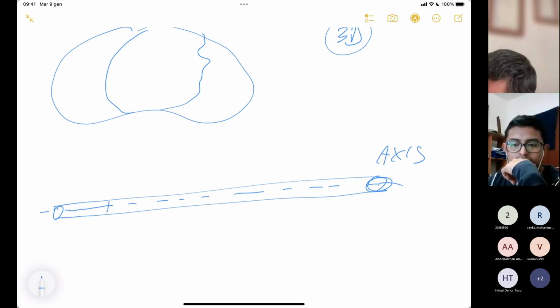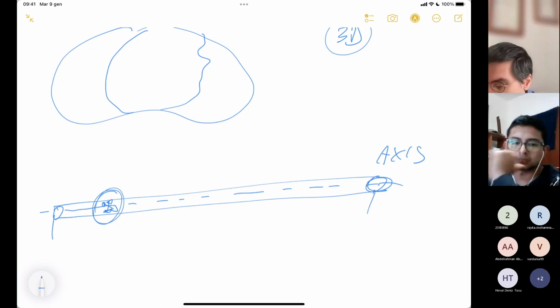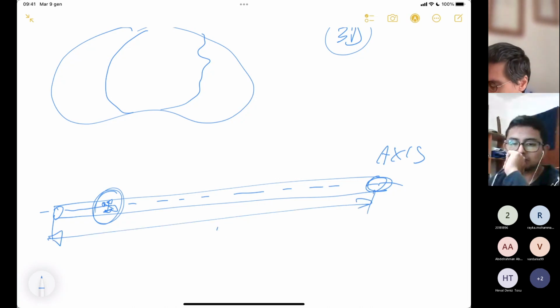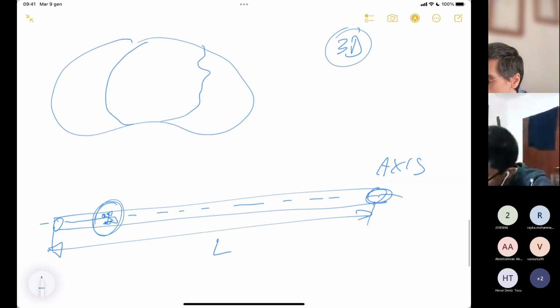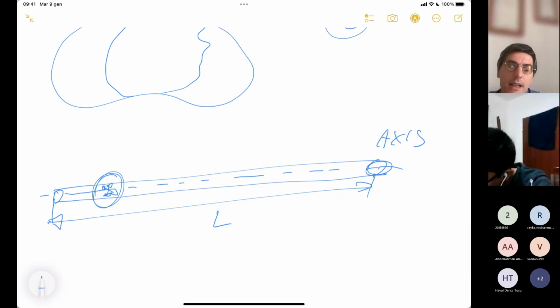And then the orthogonal direction to this axis, this one and this one, are very small with respect to the length of your body. So clearly, in this case, you can introduce a geometrical entity to describe your system, which is 1D. A body which is monodimensional.